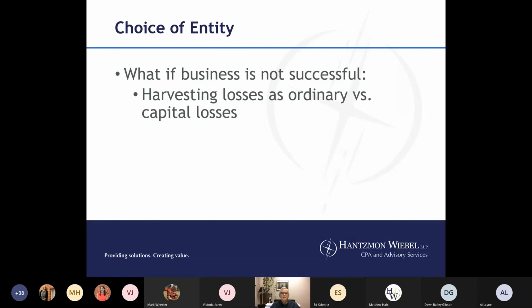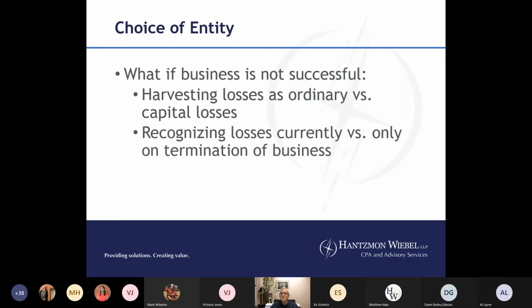Some of the other factors: what if the business is not successful? That's an eventuality, and I want to harvest these losses. Clearly, I want to harvest the losses as ordinary versus capital losses and put them in certain types of entity. I could end up with a capital loss and not be able to take it as an ordinary loss, recognizing the loss currently versus only on the termination of the business.